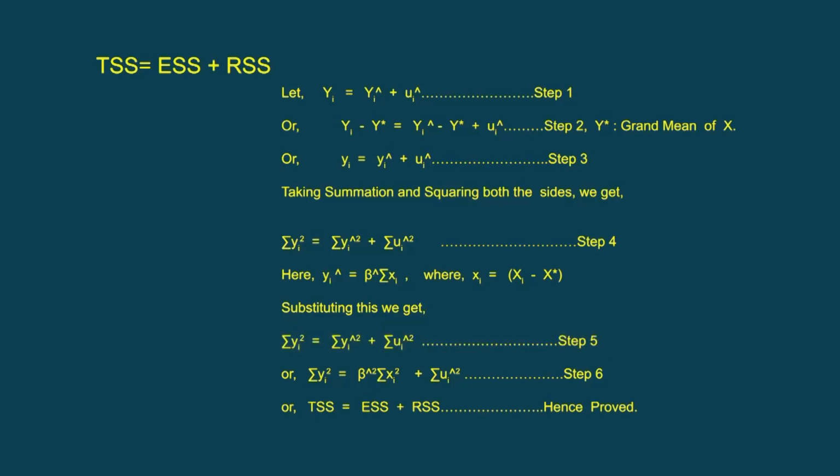And by substituting this, we get the famous expression: summation yi square equals beta hat square summation xi square plus summation ui square. So in step number 6, we can explain that the total variation in yi has two components, systematic and random. The systematic component is captured by ESS, which stands for explained sum of squares, and the random component is given by summation ui square, which is the residual sum of squares.